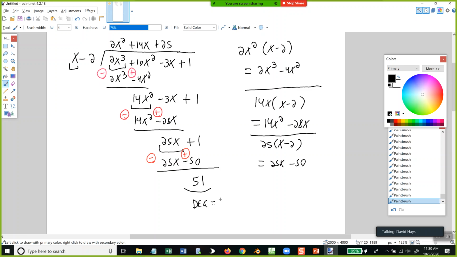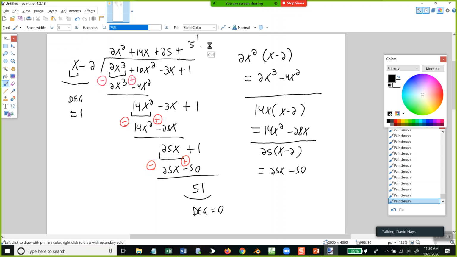Now the degree of this is 0. You just got a number, you don't got an x, and the degree is 0. The degree of this is 1, x to the first power. When the degree of this is less than what you're dividing by, this is always a remainder. And how we write it is we put a remainder over what we're dividing by. So put 51 over x minus 2, and that'll be our answer.